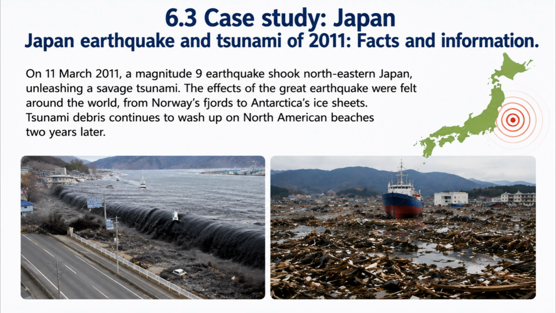Case study: Japan earthquake and tsunami of 2011. Facts and information. On 11 March 2011, a magnitude 9 earthquake shook northeastern Japan, unleashing a savage tsunami. The effects of the Great Earthquake were felt around the world, from Norway's fjords to Antarctica's ice sheets. Tsunami debris continues to wash up on North American beaches 2 years later.